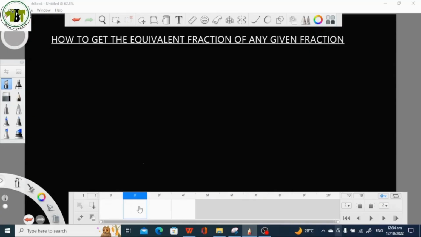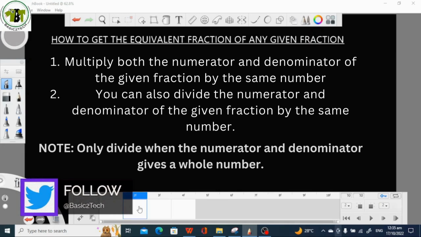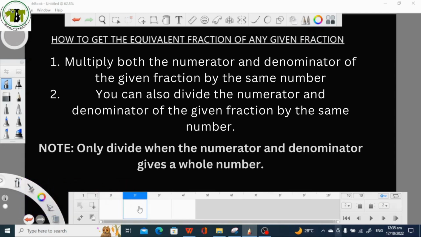Now, how do you get the equivalent fraction of any given fraction? What we do is multiply both the numerator and denominator of the given fraction by the same number. We can use 2, we can use 3, we can use 4, and the list goes on. You can also divide the numerator and denominator of the given fraction by the same number. But you must note, when dividing, you only divide when the numerator and denominator give whole numbers.